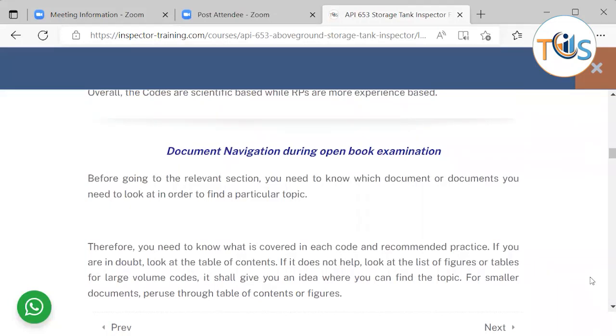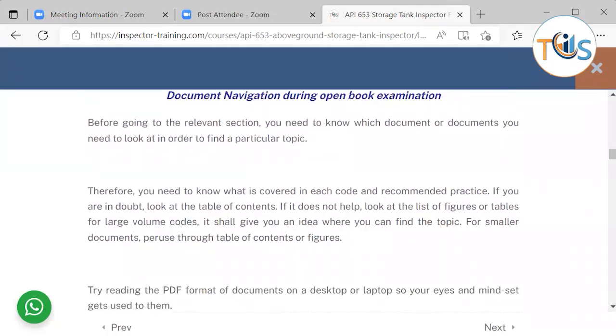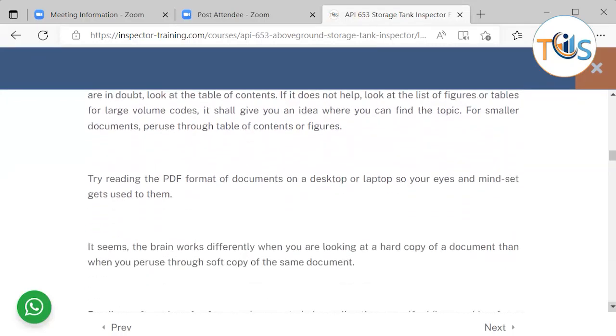Document navigation during open book examination. Before going to the relevant section, you need to know which document or documents you need to look at in order to find a particular topic during the open book. Therefore, you need to know what is covered in each code and recommended practice. If you are in doubt, look at the table of contents. If it doesn't help, look at the list of figures or tables for large volume codes. It shall give you an idea where you can find the topic. For smaller documents, peruse through the table of contents or figures.